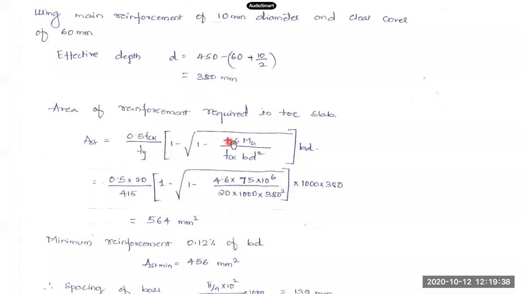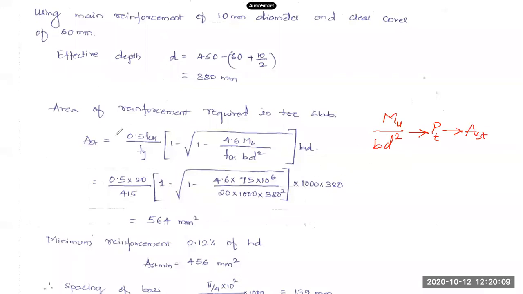For the moment we have calculated, try finding out the area of steel. You also have SP16, so from that you can obtain the area of steel. Even if you calculate Mu by bd square, and from that the percentage of steel, and get the Ast also, that can be done.